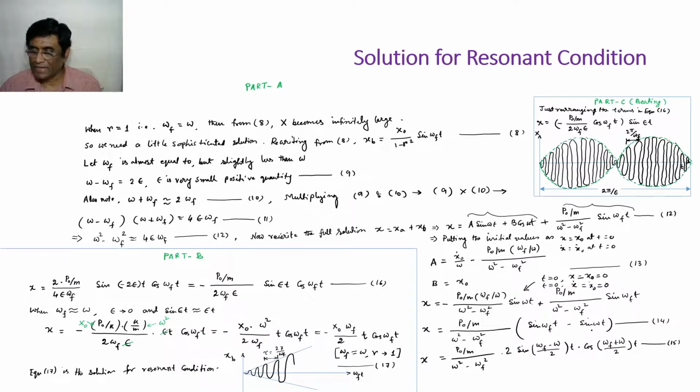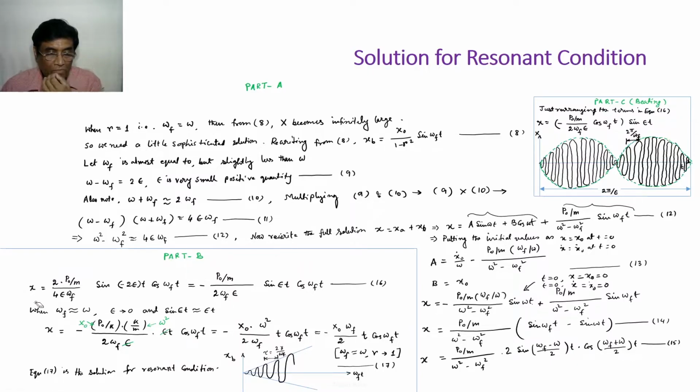So now sine A minus sine B. Using a trigonometric identity, you can write it in product form: twice sine of this plus this, divided by 2, into cosine of this minus this, divided by 2. Okay, so this is my solution. In this part B, let us utilize this and continue our discussion here.